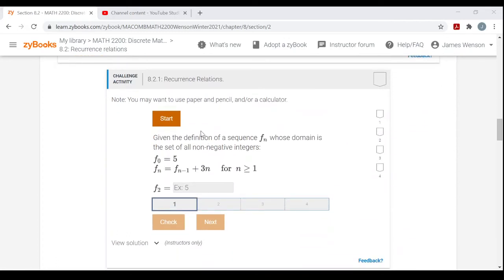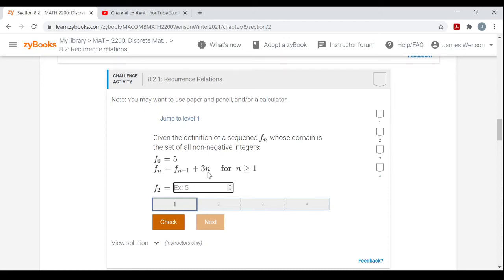All right, the challenge activity. You're given a definition of a sequence called f sub n here, whose domain is the set of all non-negative integers. Non-negative means 0 or greater. So starting at 0, notice they give us f sub 0 here. So f of 0 is 5. The first term of the sequence is 5. And look at the rule.